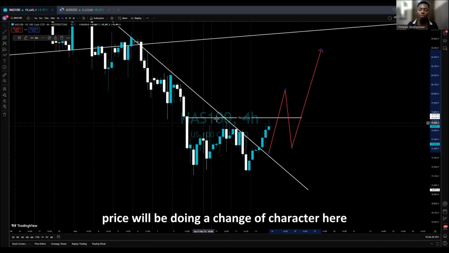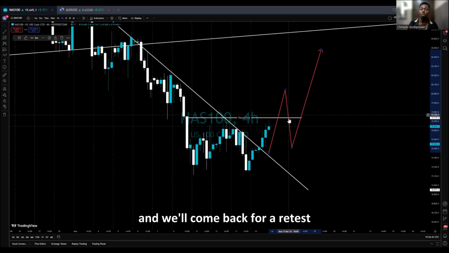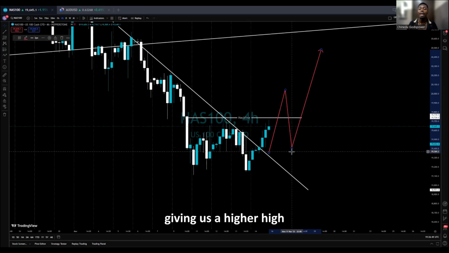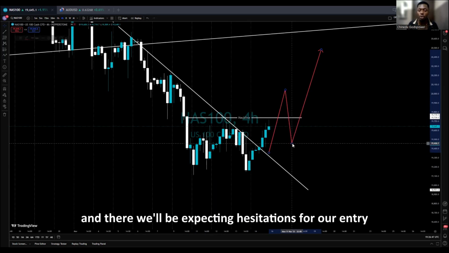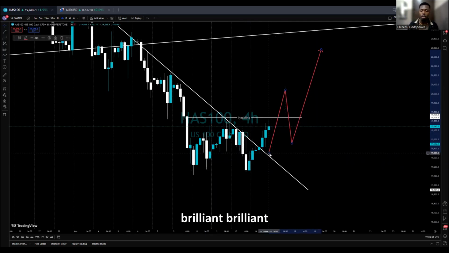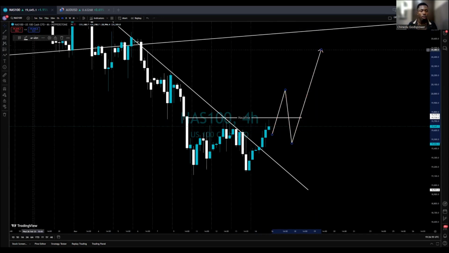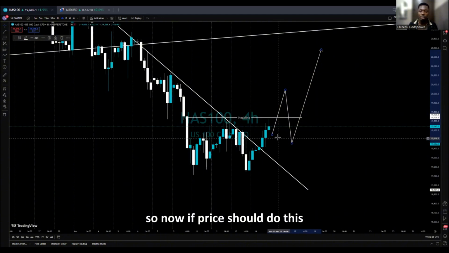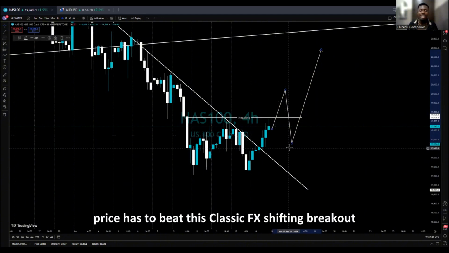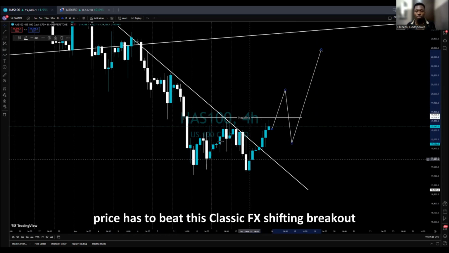Price will be doing a change of character here after this neckline created by this W pattern. And we'll come back for a retest, give us a higher high, and there we'll be expecting hesitations for our entry, guys. Perfect. Brilliant, brilliant, brilliant. So let's keep on going. Let's change this color to white.